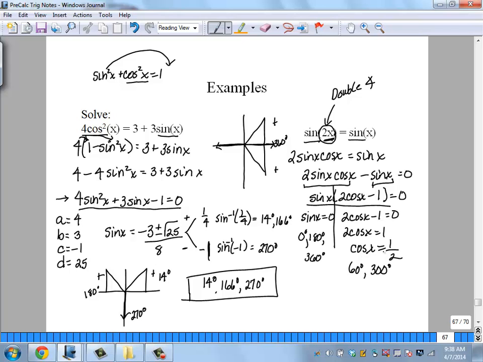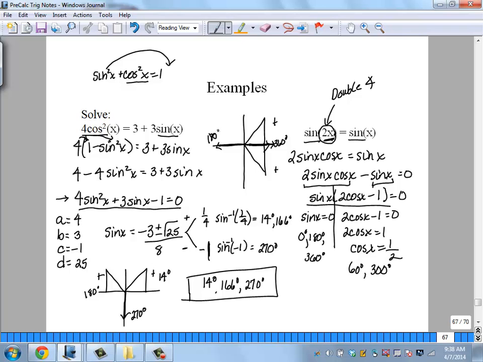This comes out to be cosine of x is a half, and it's positive, and I know cosine is positive in quadrant 1 and 4. So if I put inverse cosine of a half, I get 60 degrees, and then in the fourth quadrant it would be 300. Now over here the sine of x is 0, so that means it's on an axis, and so I know it's 0 degrees or 360, and over here it's also 0 at 180 degrees.